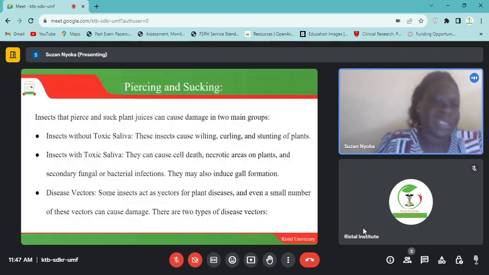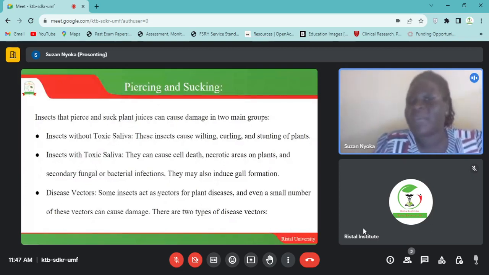Insects without toxic saliva. These insects cause wilting, curling, and stunting of plants. And then the insects with toxic saliva, they can cause cell death or necrotic areas on plants, and secondary fungal or bacterial infections. They may also induce gall formation.